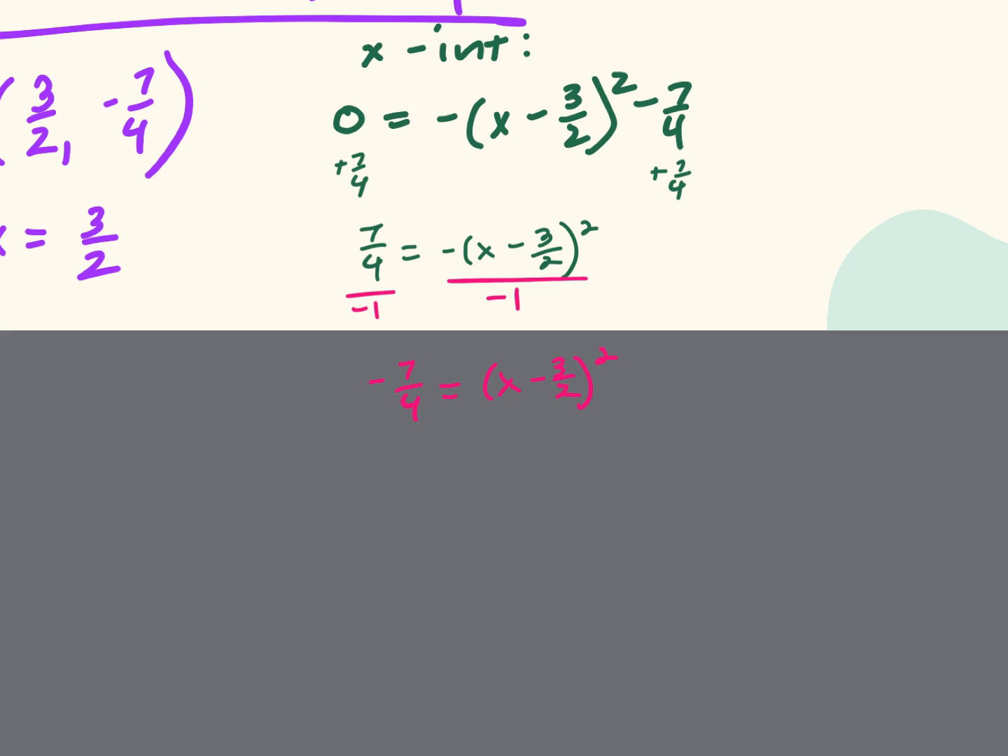Oh, that's really hard to read, sorry. And I would square root both sides of the equation. What happens when I try to square root -7/4? It's an imaginary number. Can you graph an imaginary number? No, so there would be no x-intercepts.